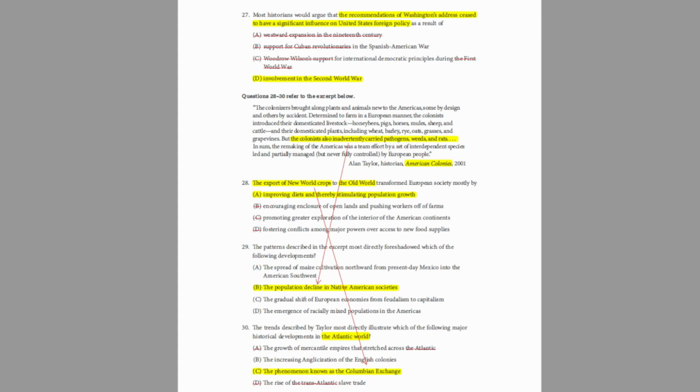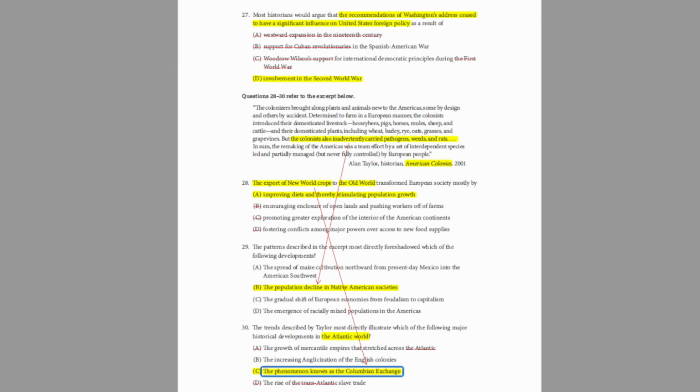Question 30. To answer this efficiently, start by recognizing the phrase, the Atlantic world. What does that mean? It's a historical term that refers to the networks and interaction among Europe, Africa, and the Americas from the 15th to the 19th centuries, including trade, migration, and cultural exchange. If you understood that, then C, the phenomenon known as the Columbian Exchange, should have stood out right away.